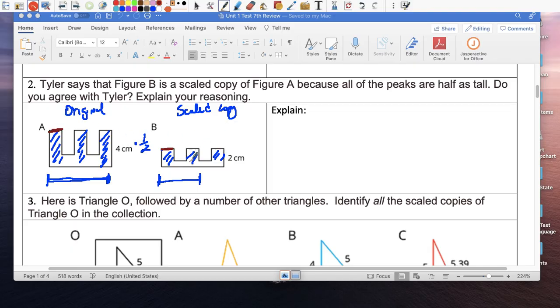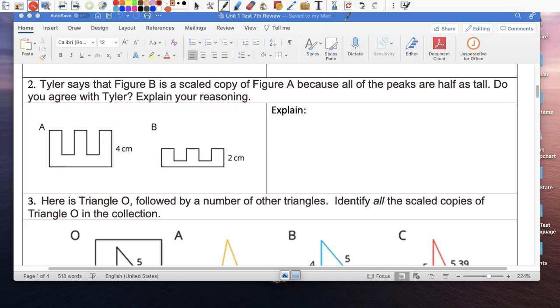So did all the dimensions of the original shape get cut in half? No, only the height did, but nothing else did. So remember, if it's a scale copy, all the dimensions, all the sides in the original shape should have been multiplied by half. In this case, the only parts that got cut in half were anything that had a height of 4. So no. Alright, and you can talk about what I just said.